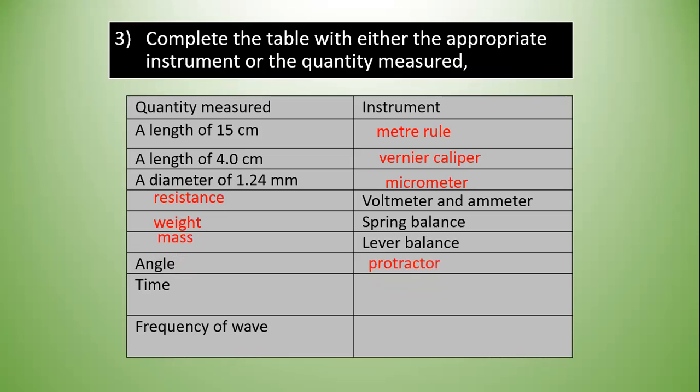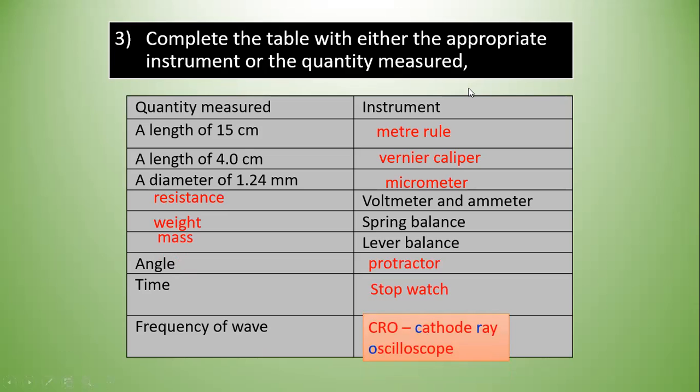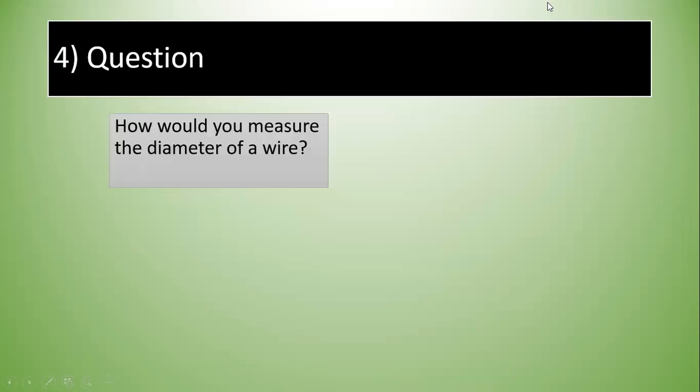Angle, we use a protractor. Time, we use a stopwatch. Frequency of wave, can use a CRO or cathode ray oscilloscope. C for cathode, R for ray, O for oscilloscope.